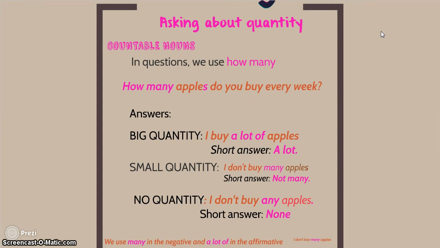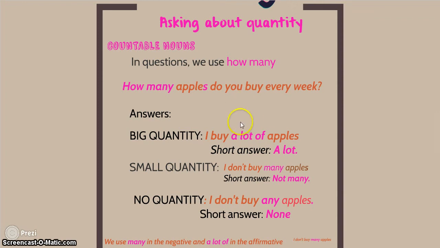Or we can give a short answer. How many apples do you buy every week? I buy a lot. We can also speak about a small quantity, not much. So, how many apples do you buy every week? I don't buy many apples. Or the short answer, not many. Okay. Or we can say no quantity. How many apples do you buy every week? I don't buy any apples. Or the short answer, none, ninguna, none.